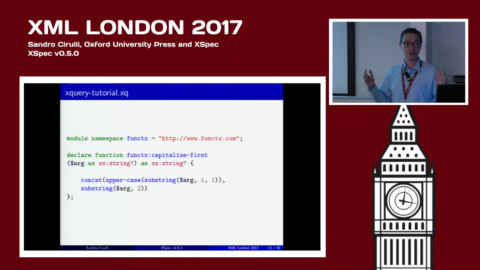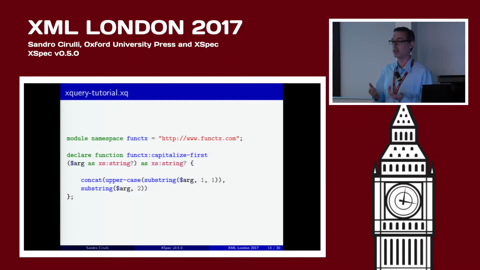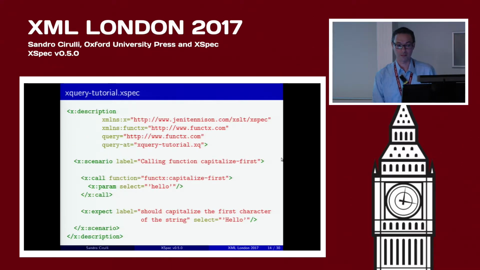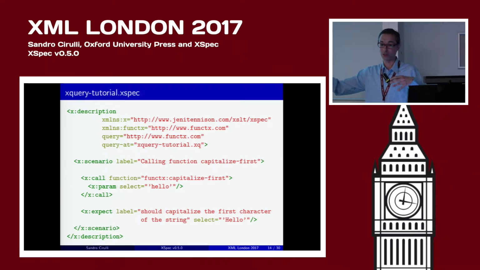It's a very simple function in XQuery. What it does is take a string as an argument and then capitalize the first character of the string. Very trivial, very simple. The XSpec test might look like this. So I highlight a couple of things here. This query attribute is where you link your test with the XQuery that you want to test. This is where you create this relationship between the two.